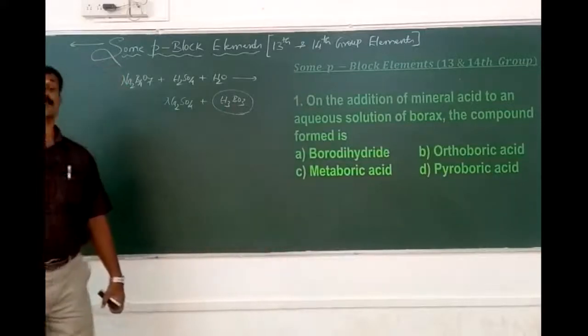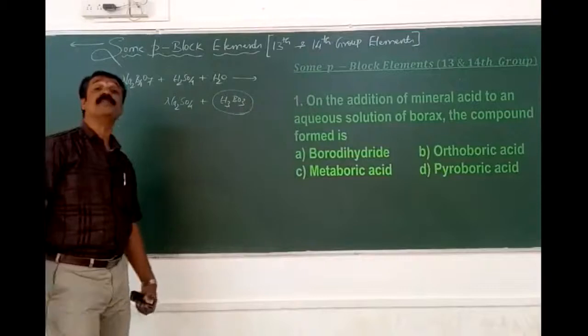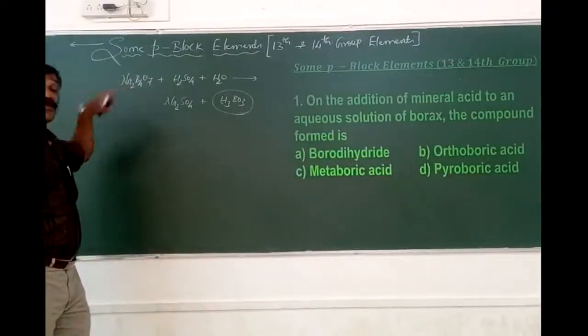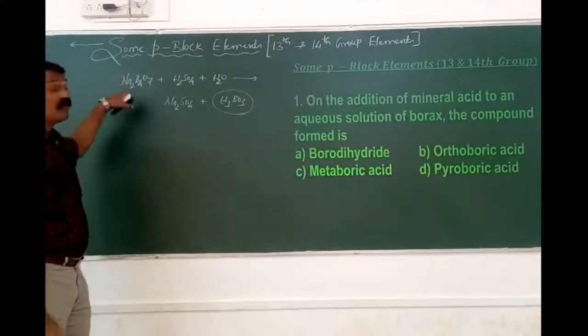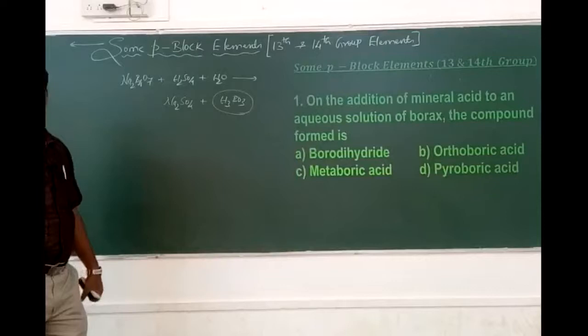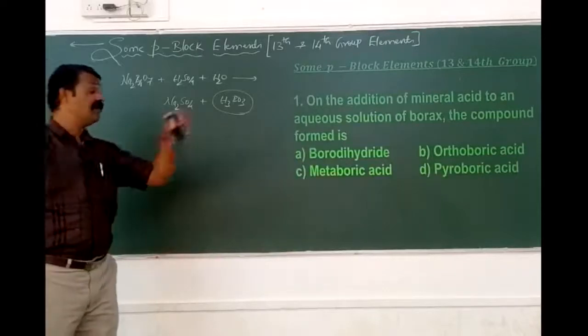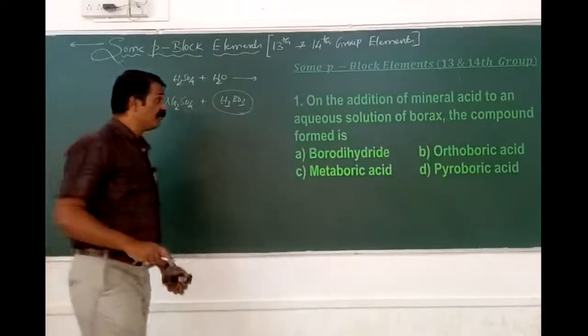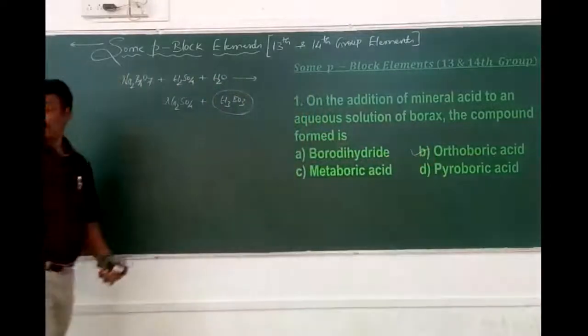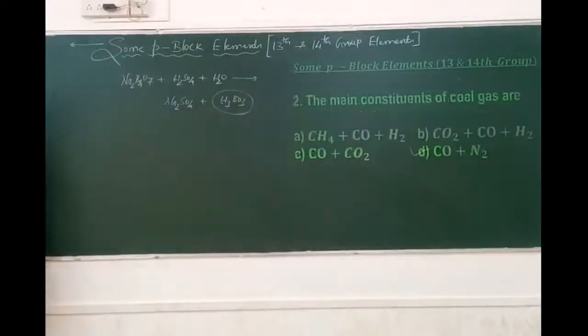Metaboric acid is HBO2 and pyroboric acid is H2B4O7, means it is the acid with respect to the borax salt. That is, instead of Na2, if I put H2, then it becomes pyroboric acid. If it is a borate, it is called metaboric acid. So here, with respect to the first one, it is going to be orthoboric acid. Okay. Let's move on to the second one.